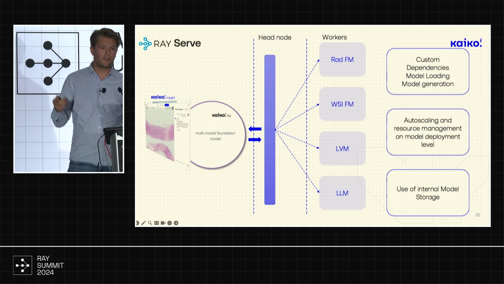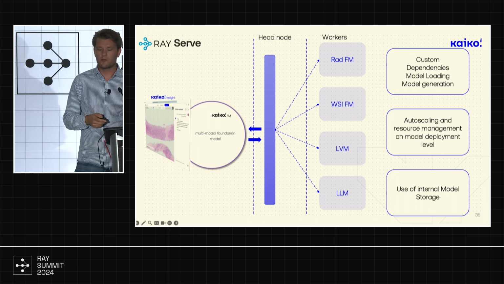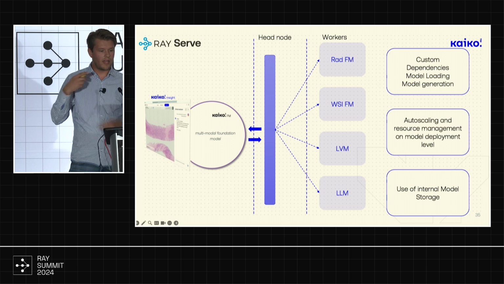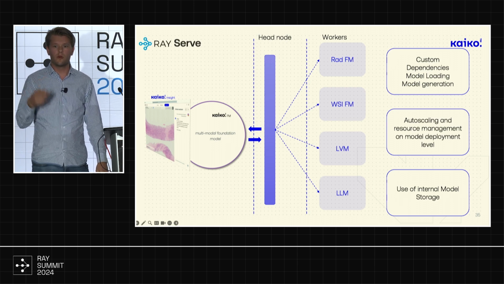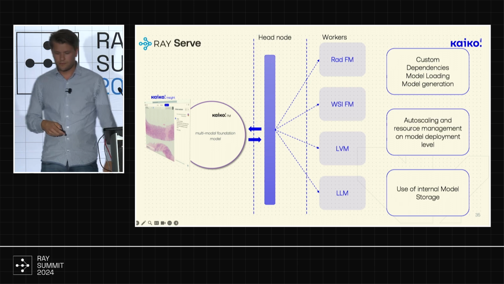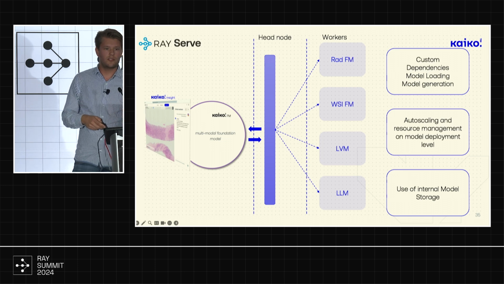However, for each model type, you may have several models. You, for example, could have different language models of different sizes. And to make sure that the right model is running in the right situation with the right number of workers, we do auto-scaling and resource management on the model level. Furthermore, as said, we use our internal storage to simply download the model to the right worker without any overhead from any of the engineers.